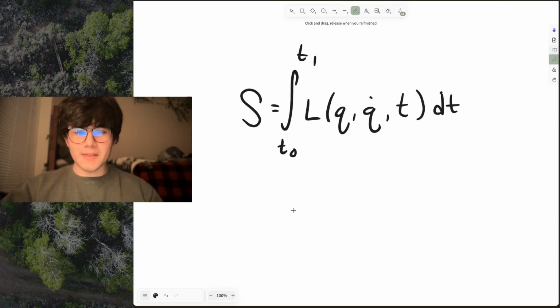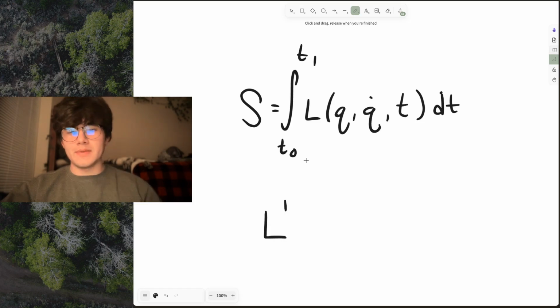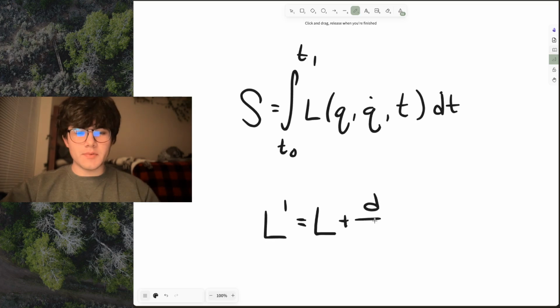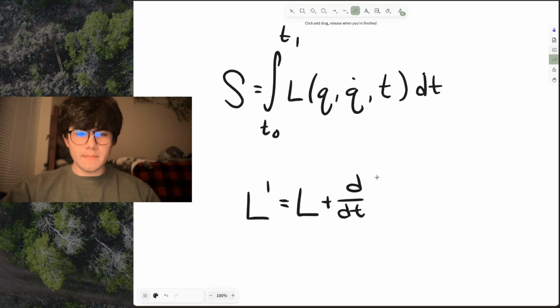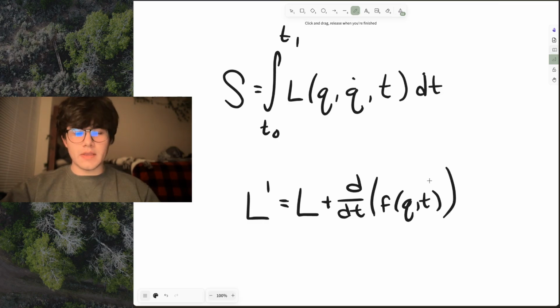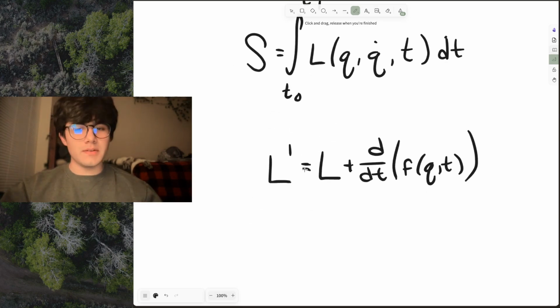So imagine I have another Lagrangian called L prime in addition to this L here. And we'll say that this L prime depends on L, but it differs by a total time derivative of a function, which is arbitrary, of position and time. Okay, now let's look at what happens when we apply the principle of least action for this new Lagrangian.